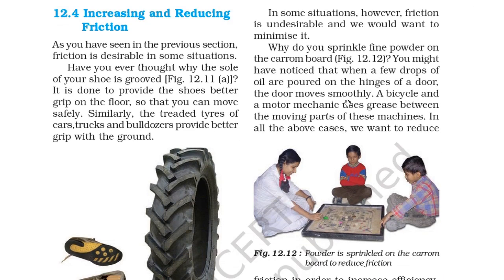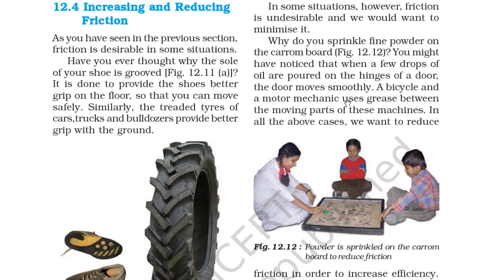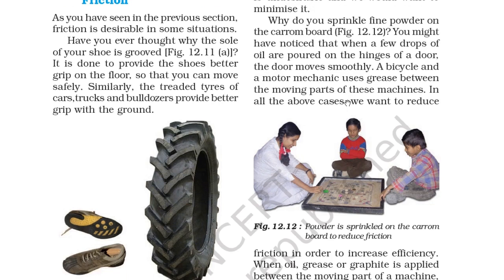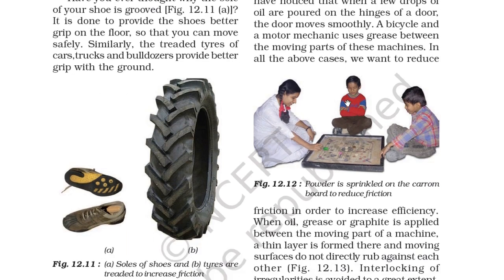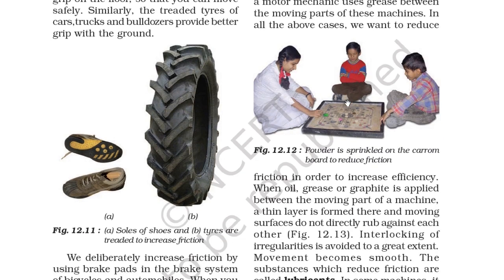Why do you sprinkle fine powder on the carom board? In figure 12.12 you can see that when a few drops of oil are poured on the hinges of a door, the door moves smoothly. Bicycle and motor mechanics use grease between the moving parts of the machine. In all the above cases, we want to reduce the friction in order to increase efficiency.